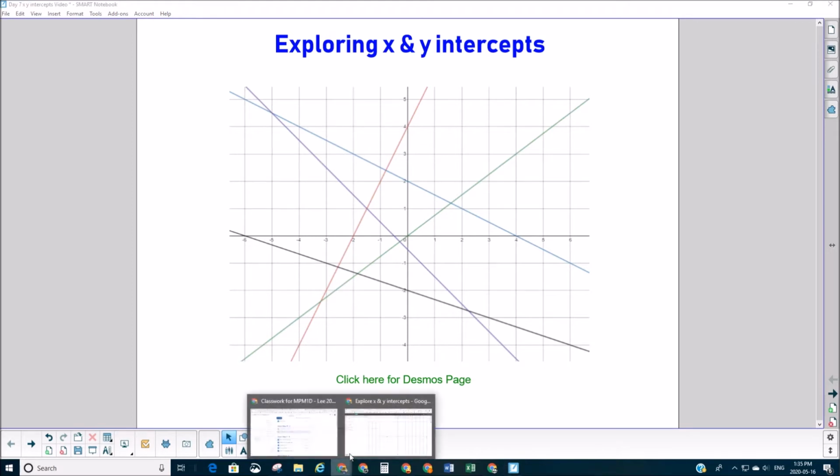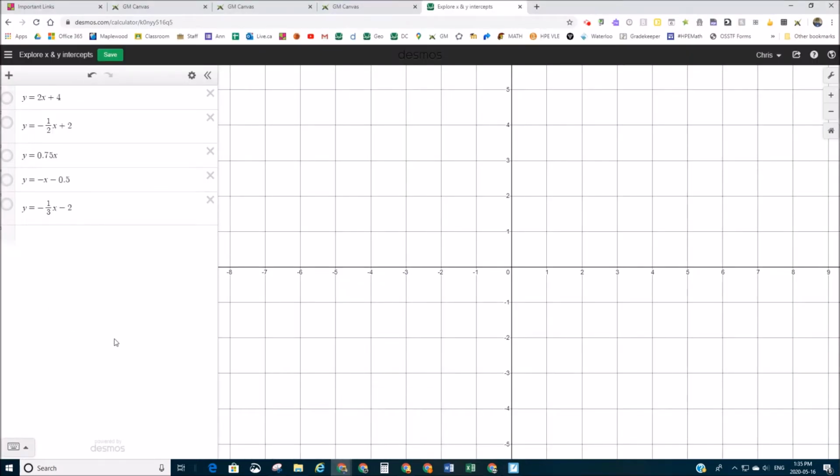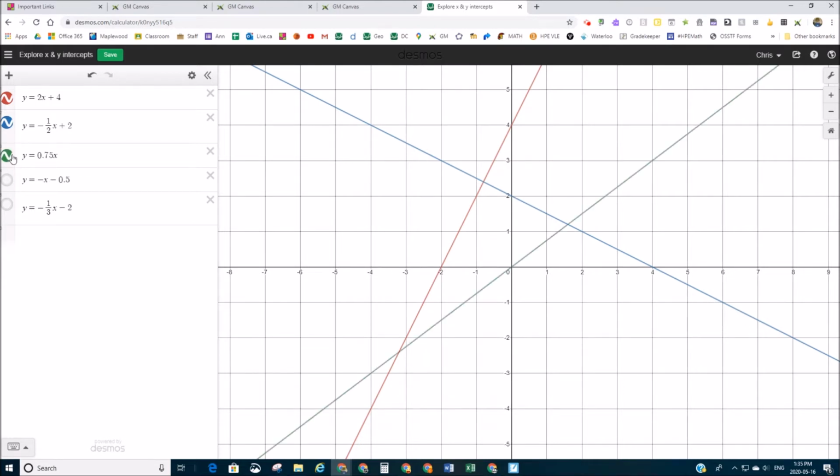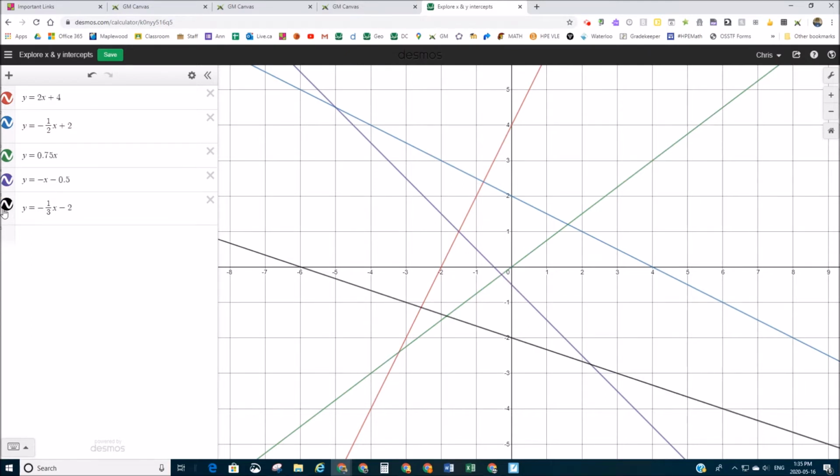So we're going to do that by starting by looking at a Desmos graph. So here's a graph and a bunch of equations. Let's look at each of them individually. So here's a line, and the Y-intercept there is 4. We're just going to look at Y-intercepts for a second. This line, the Y-intercept is 2. Here's one where the Y-intercept is 0. Here's one where the Y-intercept is negative a half. And here's one where the Y-intercept is negative 2.